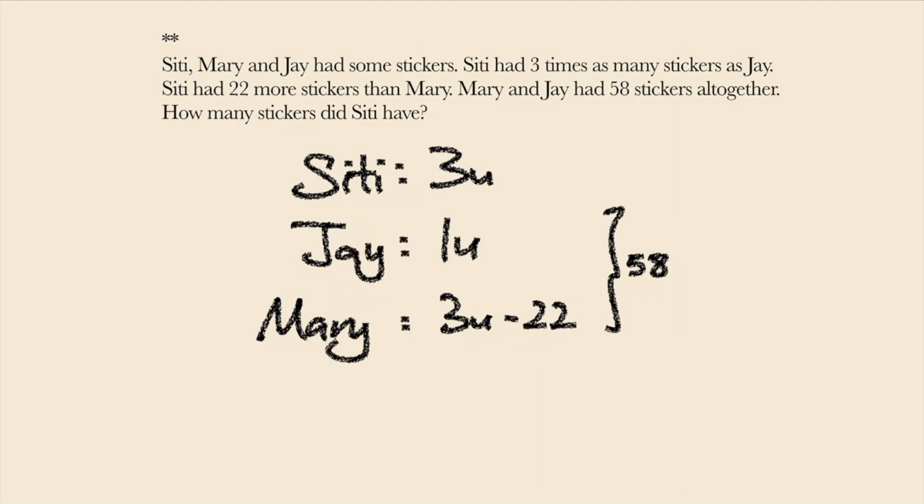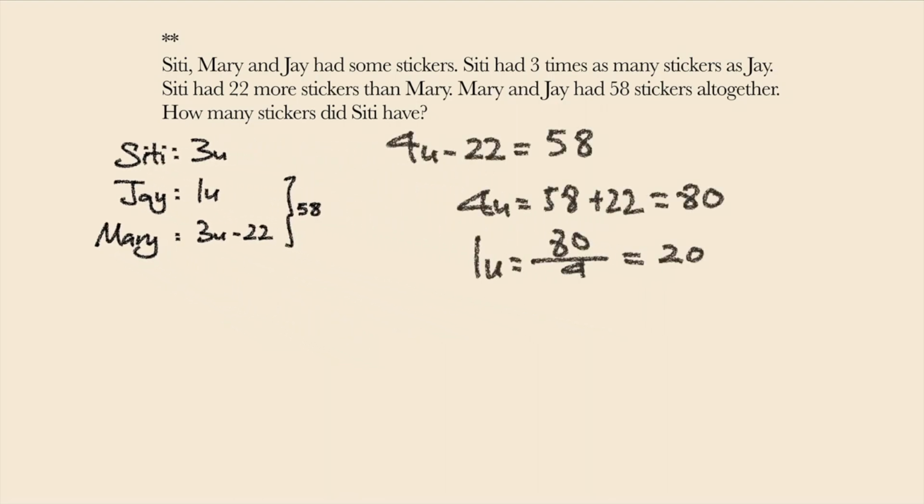Next. M and J had a total of 58. So let's form an equation with that. That's 4 units minus 22. Notice that we are not including Sissy. The 58 doesn't include Sissy. Okay, so 4 units minus 22, that's 58. Move that 22 over, that's plus 22, giving us 80. 1 unit is therefore 20.